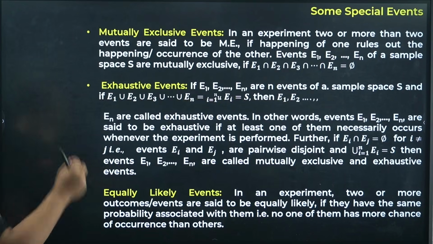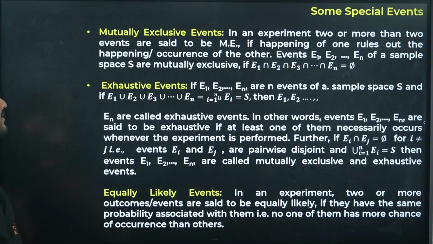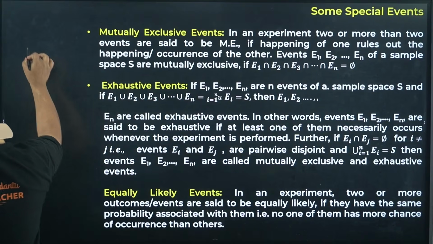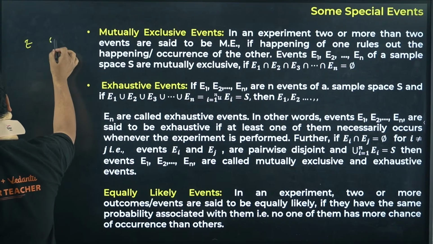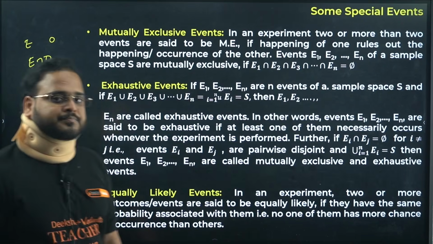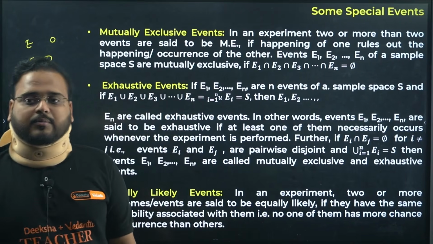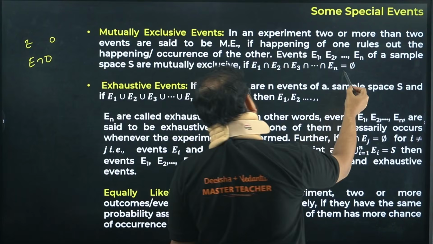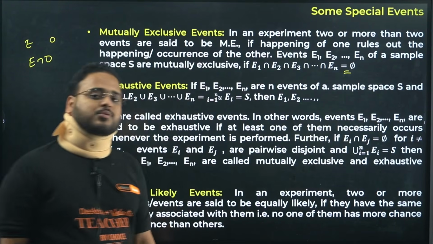Okay. Some special events: mutually exclusive events, which means when nothing is common. For example, I can write 2 events, right? Even numbers and odd numbers. What is common between them? Nothing is common. Even and odd, nothing is common. So whenever nothing is common, we write that as the null set, phi. That is called mutually exclusive events.